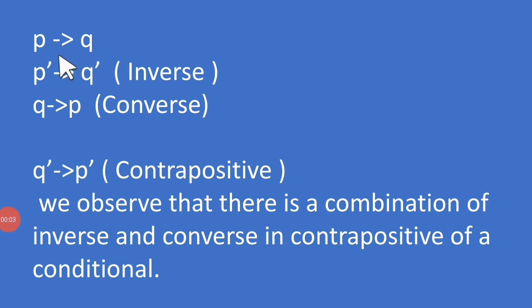So we continue with the previous example. P conditional q, that means if it is raining, then sky is not clear. Here we complement antecedent and the consequent of this conditional. So what do we find here? P dash. P dash means if it is not raining, then q dash. Q dash means sky is clear. So that means if it is not raining, then sky is clear. That is what we call inverse.